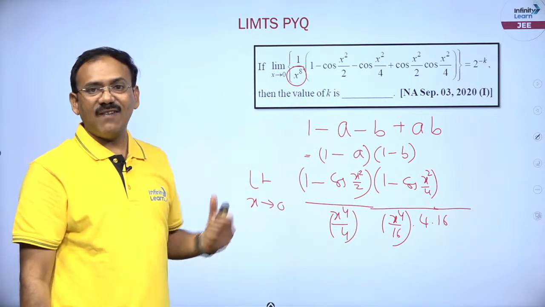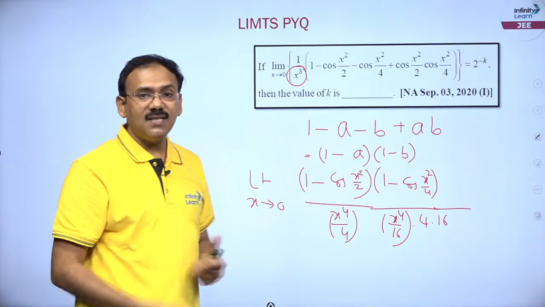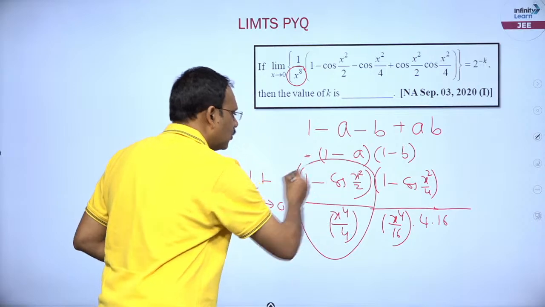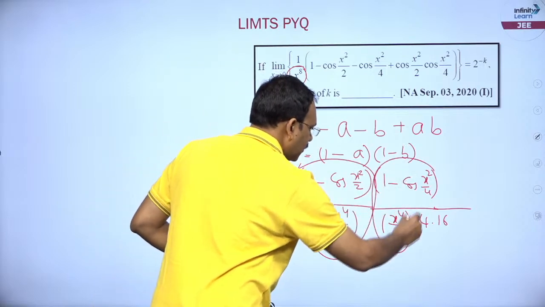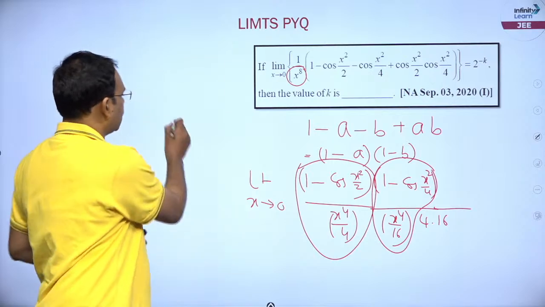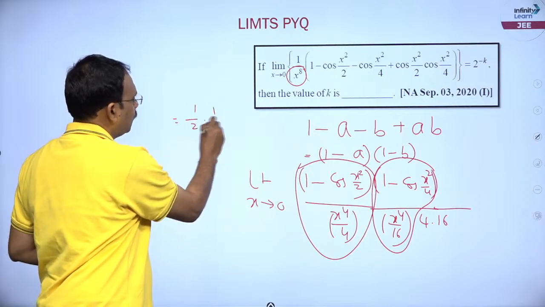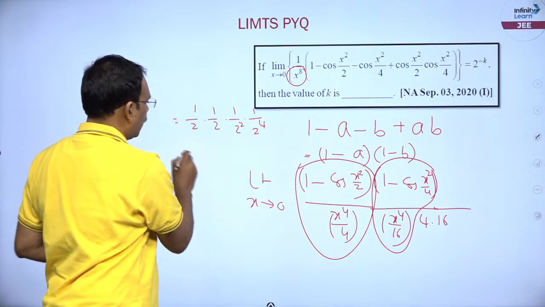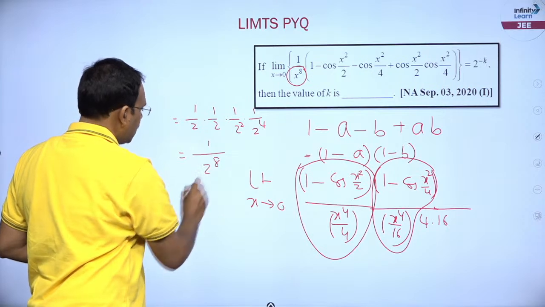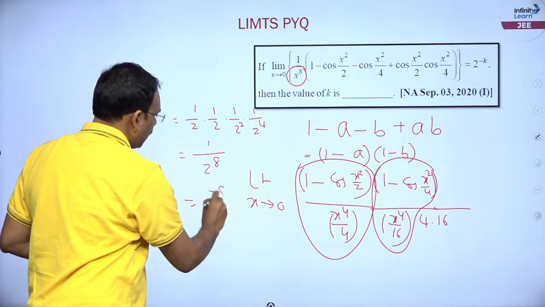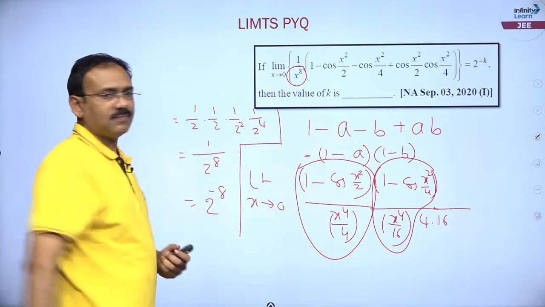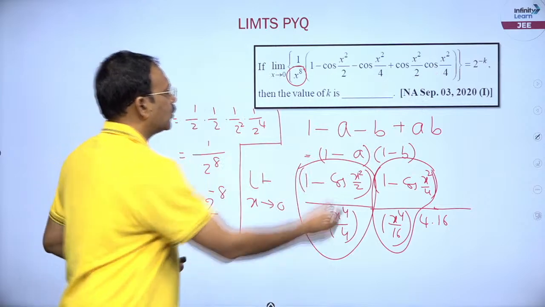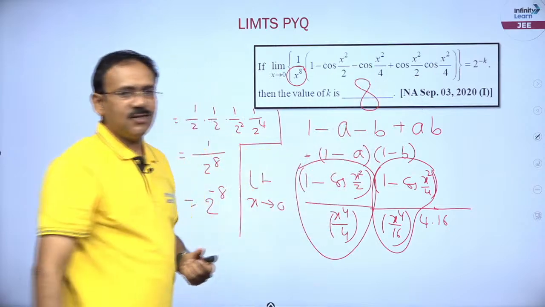So now again our special formula, 1 minus cos theta by theta square is 1 by 2, because theta tends to 0. This is 1 by 2, this is 1 by 2, dear students. So now the answer is 1 by 2 into 1 by 2 into 1 by 2 square into 1 by 2 power 4, which is 1 by 2 power 8. So I can say 2 power minus 8, dear students. So 2 power minus 8 he has given as 2 power minus k. So k value is going to be 8.